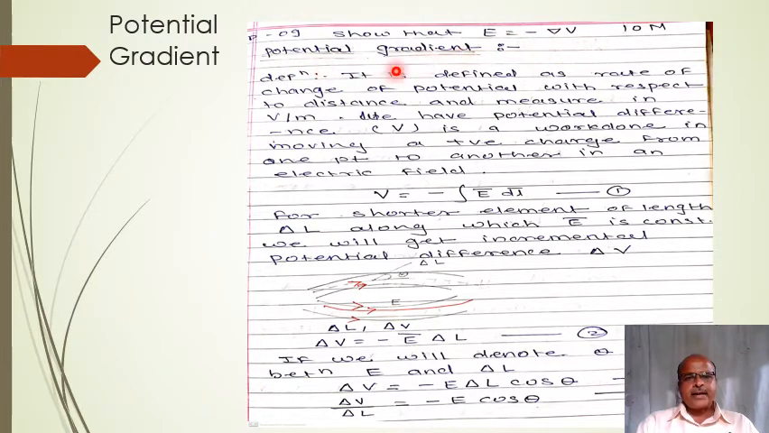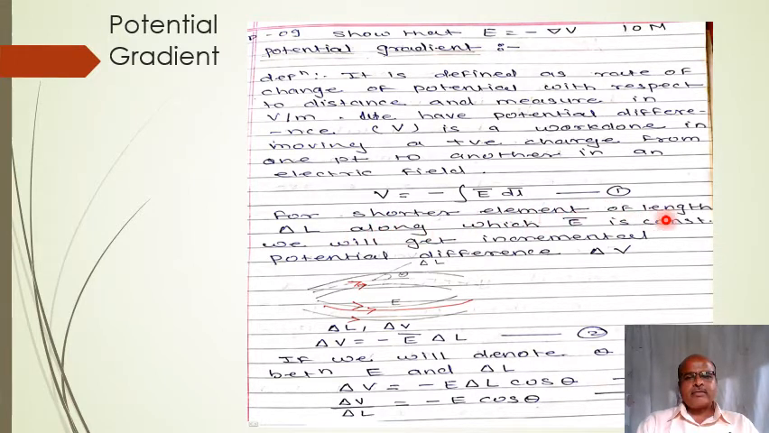Potential gradient is defined as the rate of change of potential with respect to distance and is measured in volts per meter. We have potential difference phi, which is the work done in moving a positive charge from one point to another in an electric field. So phi is given by minus of integral E dot dL.